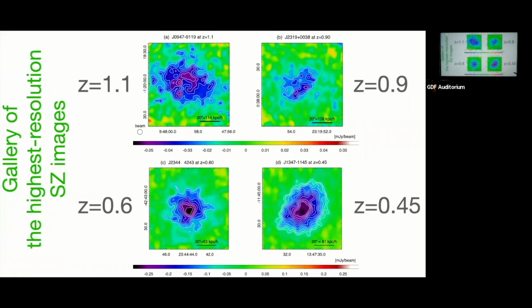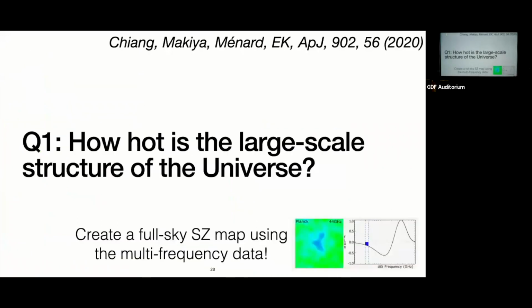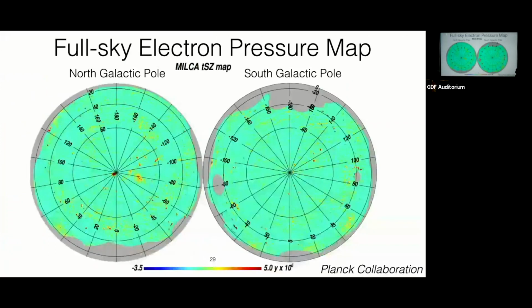Okay, good. So how hot is the largest scale structure of the universe? Because what I just talked about is the individual objects. So let's do this for the entire universe, right? To do this, you use a multi-frequency technique on the Planck full sky data to create full sky maps of the electron pressure. So this is all gas there is. No gas is left behind. Everything is in there. For example, this is the Coma cluster.